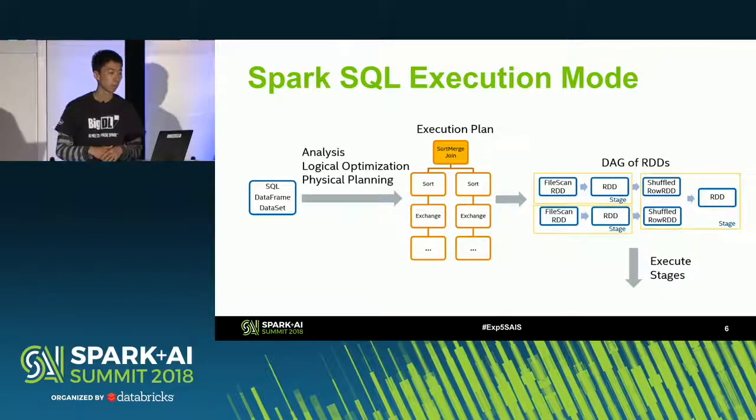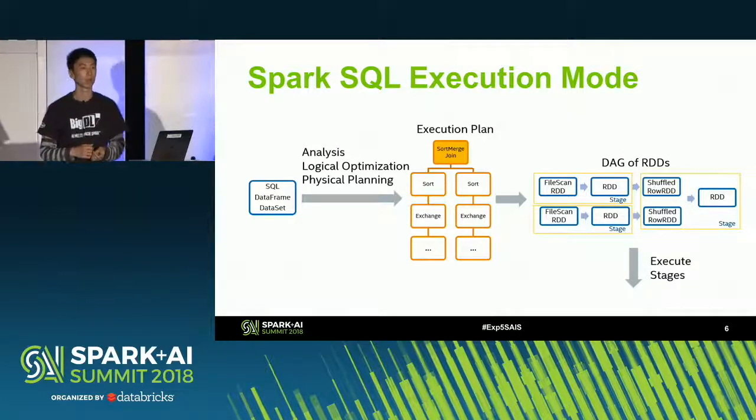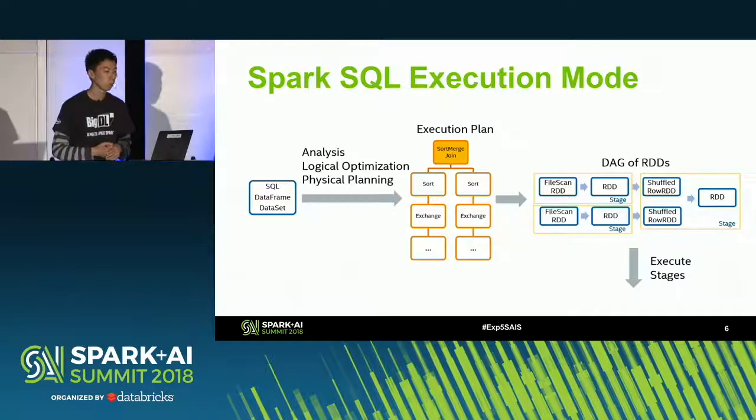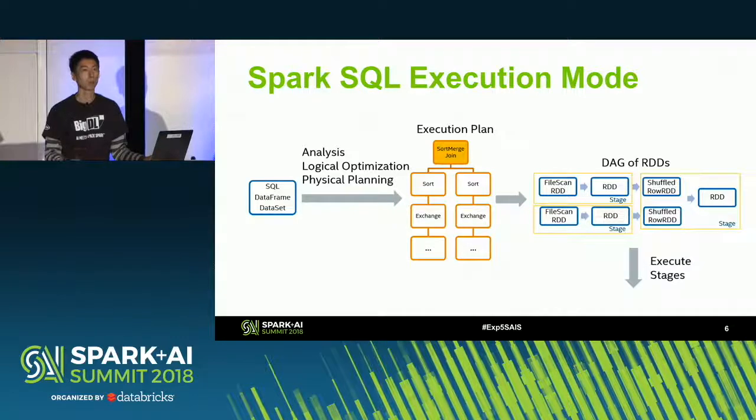Finally, the DAG is submitted to the scheduler, and the scheduler is able to divide it into a few stages at the shuffle boundary. After that, the scheduler will submit the stages for execution. So the key here is that once the execution plan is determined, in this mode, there's no way to optimize the plan again at runtime.